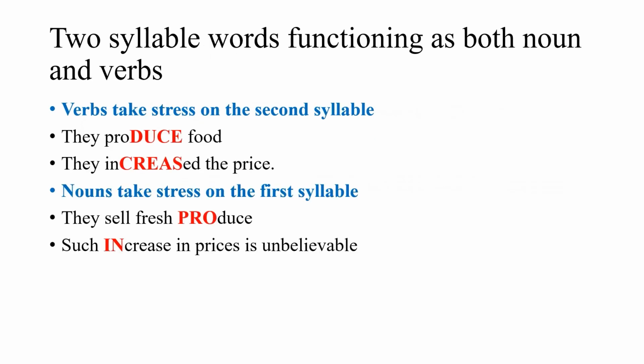What about two-syllable words functioning as both noun and verbs? Verbs usually take a stress on the second syllable, like produce, increase. And nouns take a stress on the first syllable, like produce, increase.